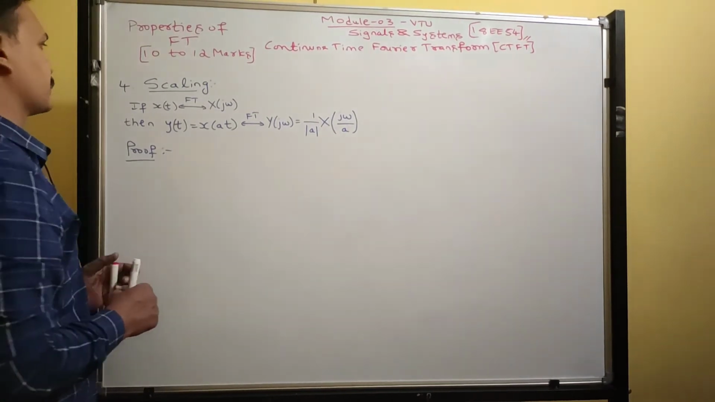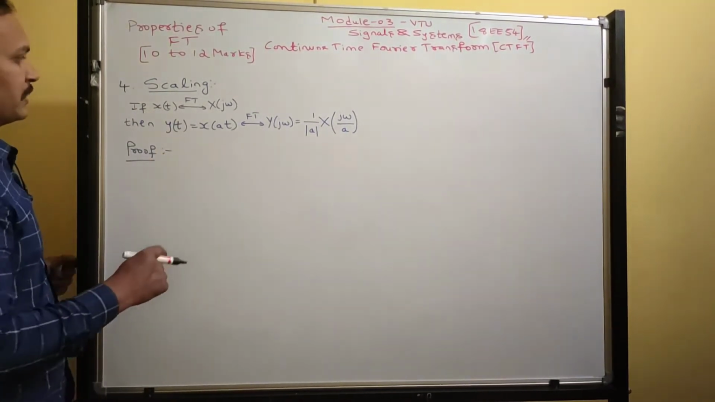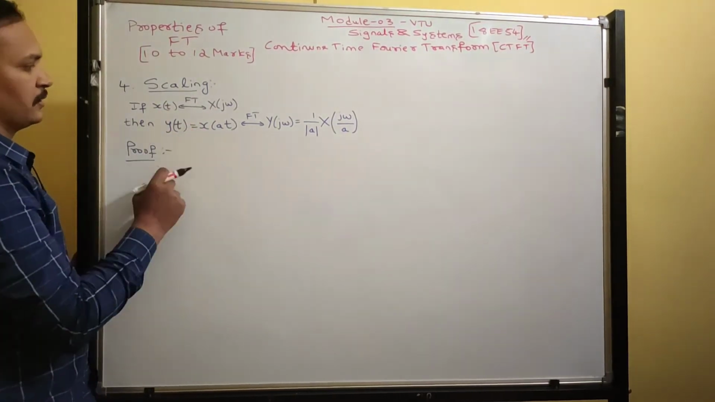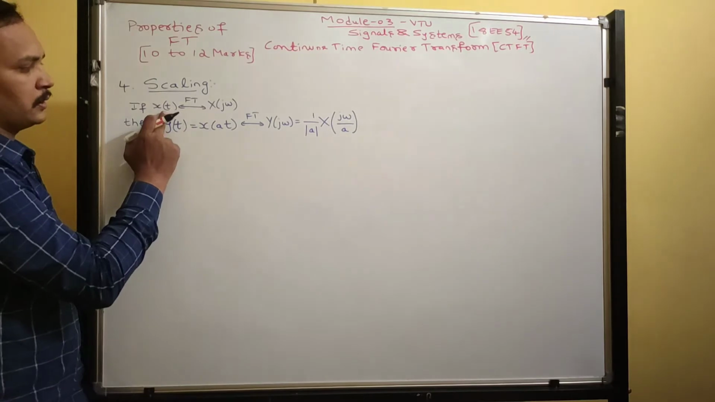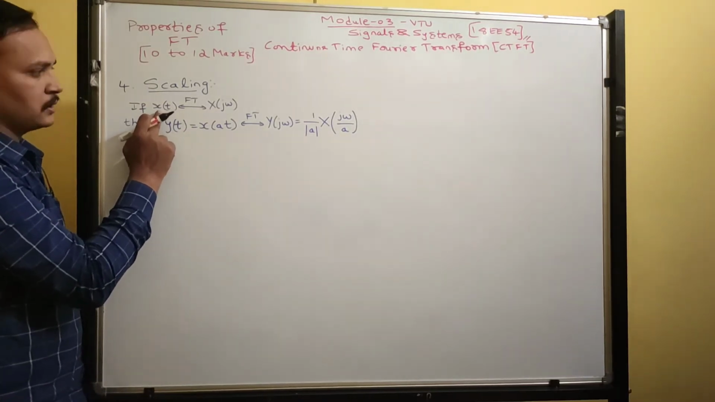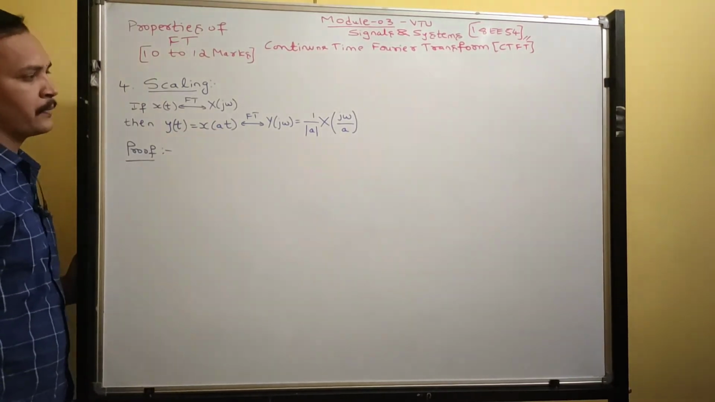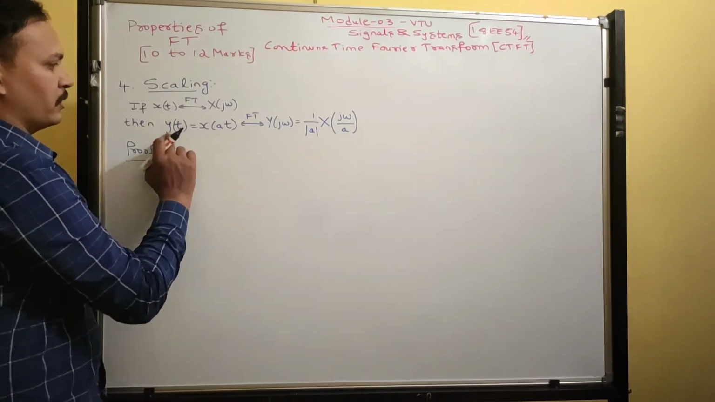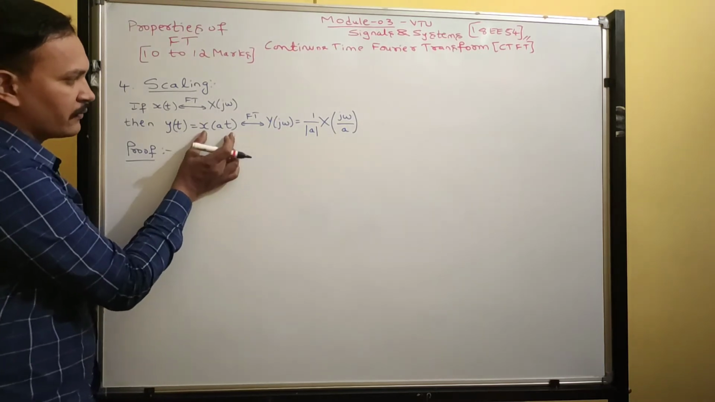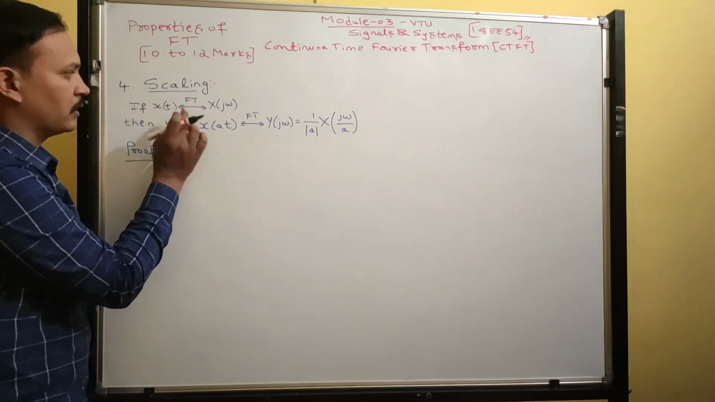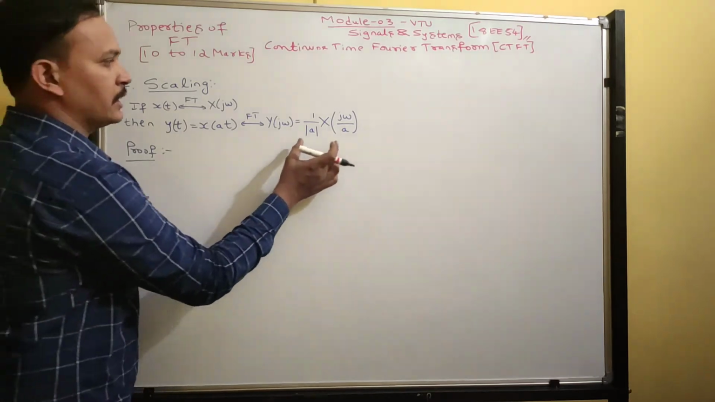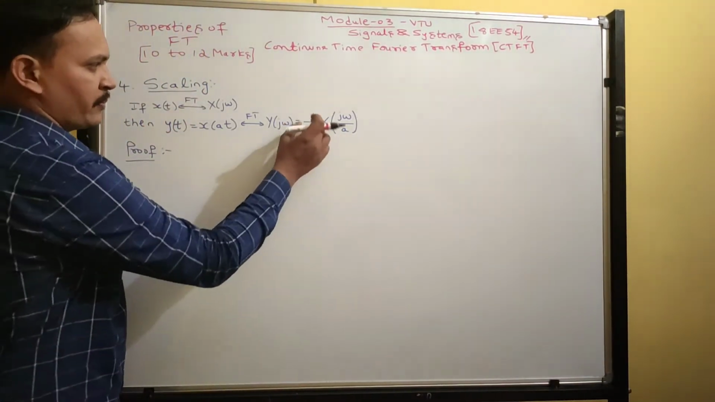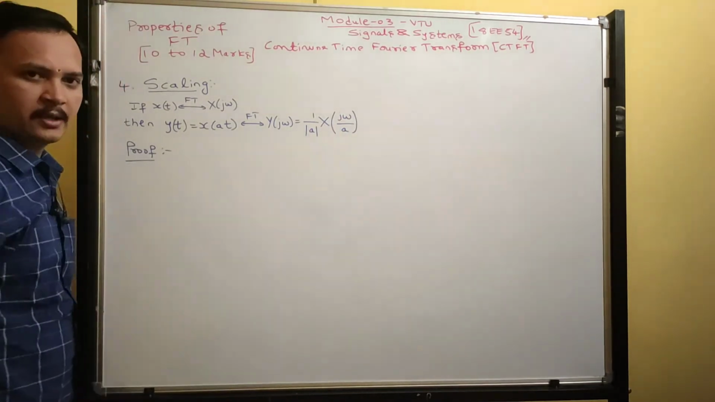Dear students, the next one is the scaling property. What does it say? If x of t has Fourier transform X of j omega, then y of t, the input non-periodic signal scaled by a factor a, is x of at, with Fourier transform Y of j omega. Here a indicates the scaling factor. The Fourier transform of the scaled non-periodic signal is 1 by mod a times X of j omega by a.